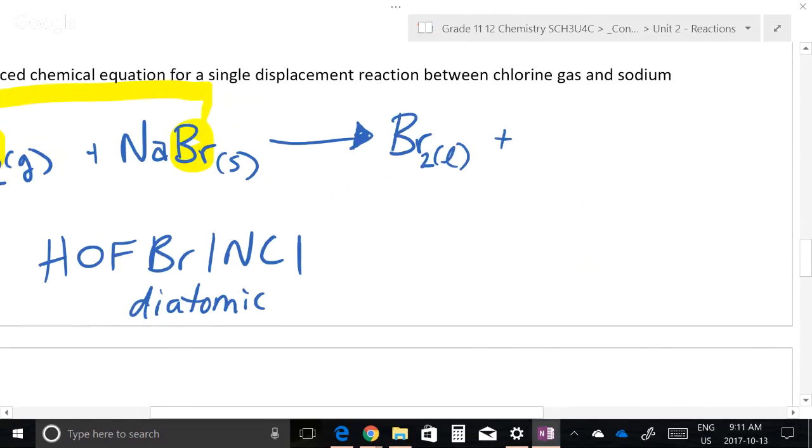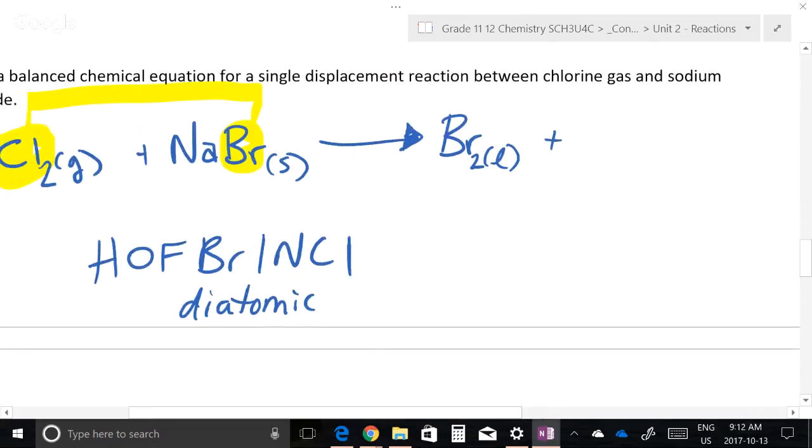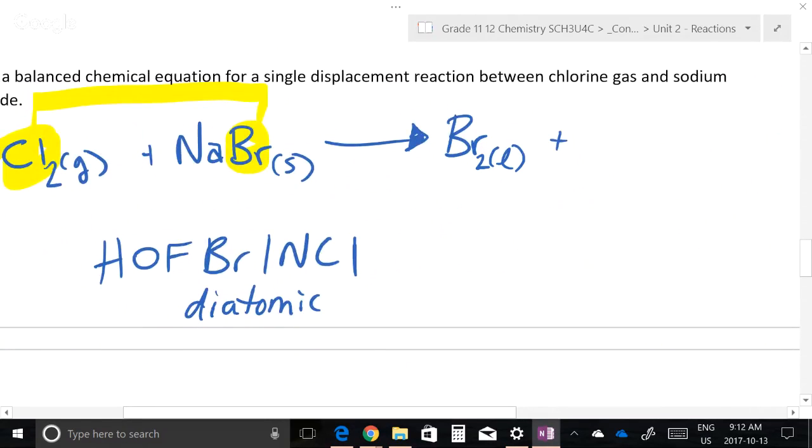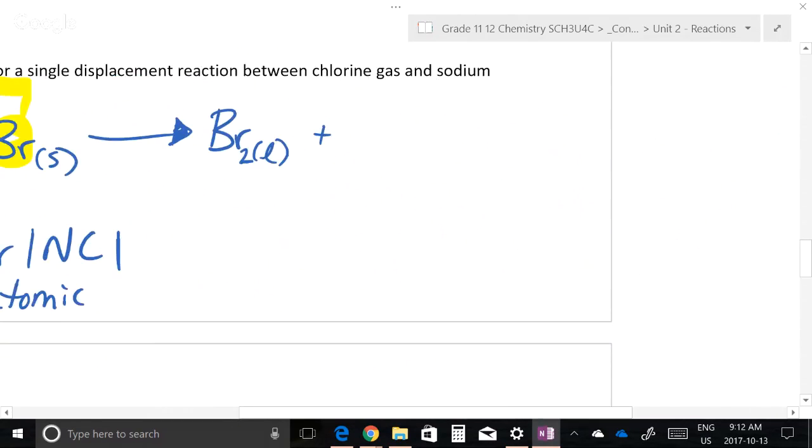And what is the name of the compound we're going to get? We're going to get sodium chloride. What charge does sodium take? And what charge does chlorine take? Okay, so what's the formula for this going to be? NaCl. Good.